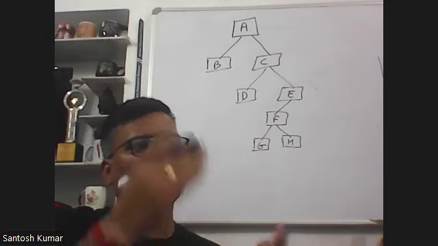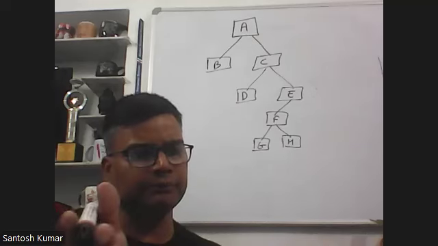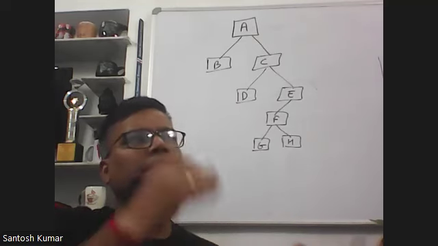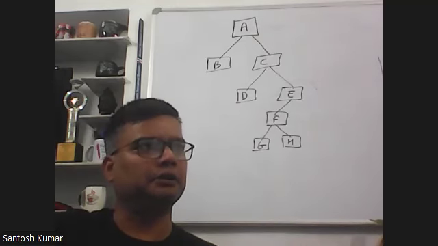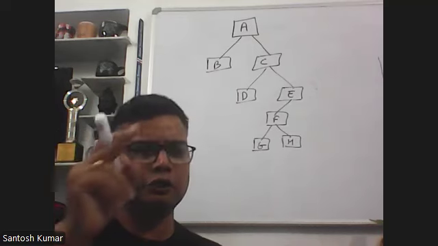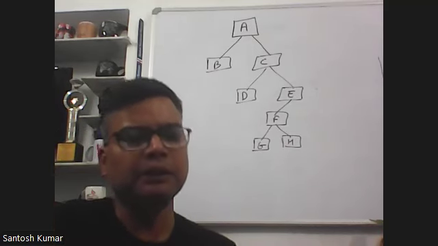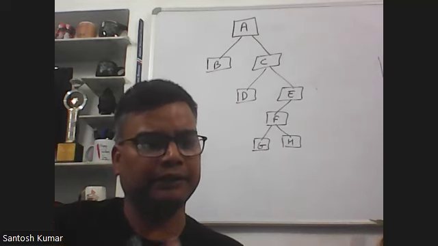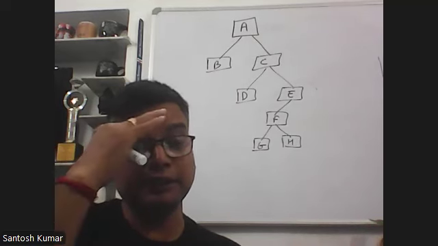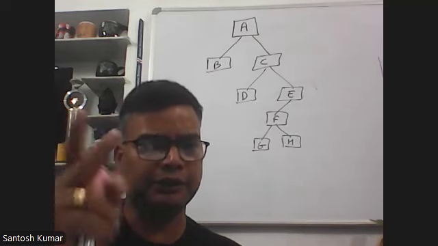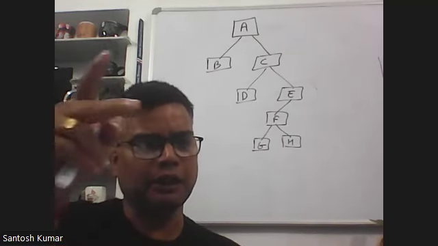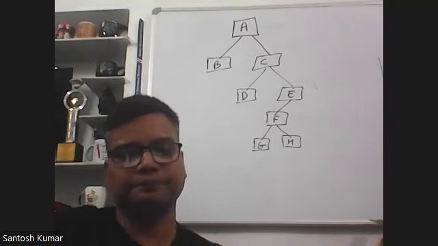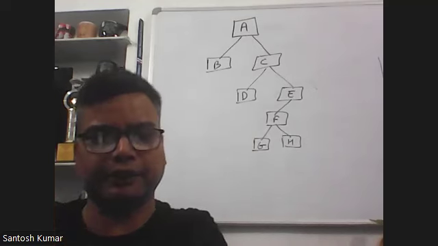Okay, if that is done, then I'm going to talk about in order. In order: left, root, right. So left we go B. Then we go to the root A. Then we come to right, here D. Then you come its root C. Then you go G, F, H and then E. Okay, we will go one unit at a time.